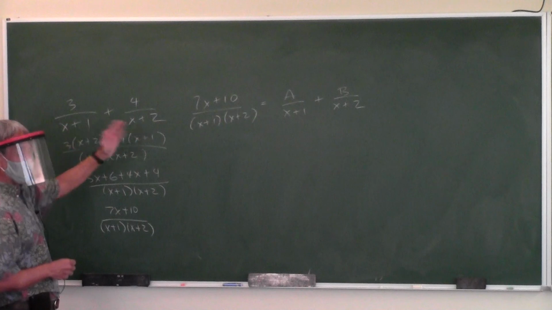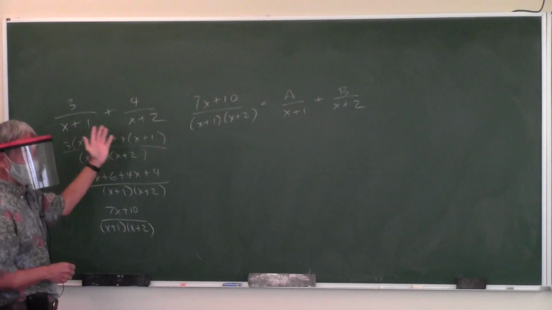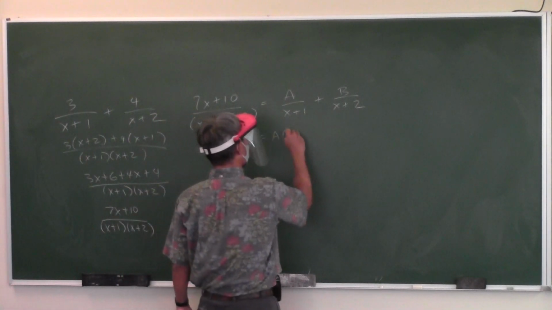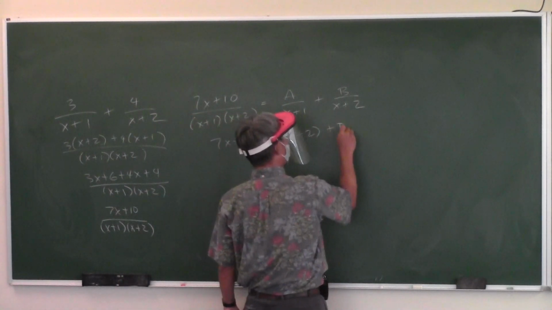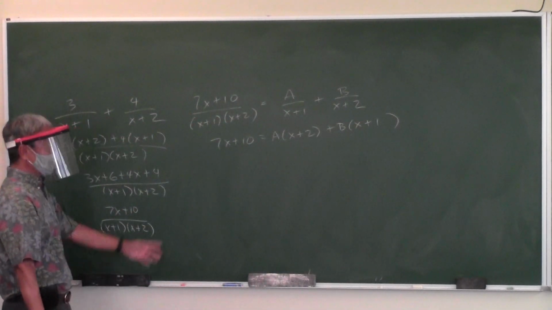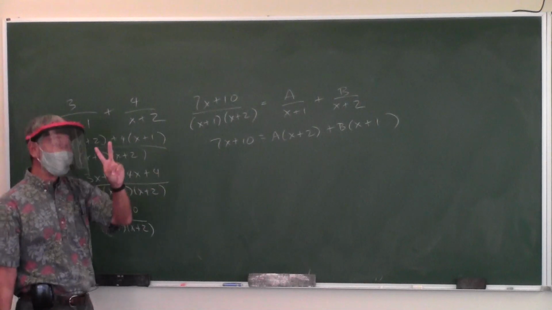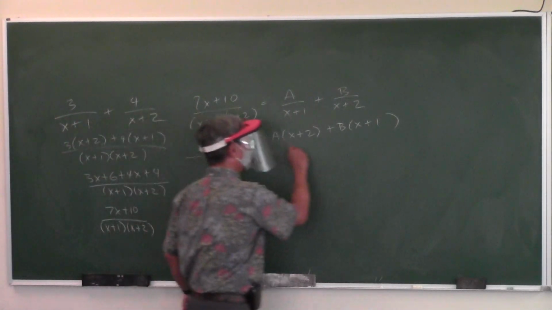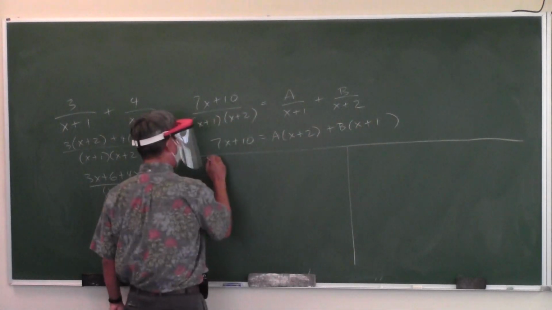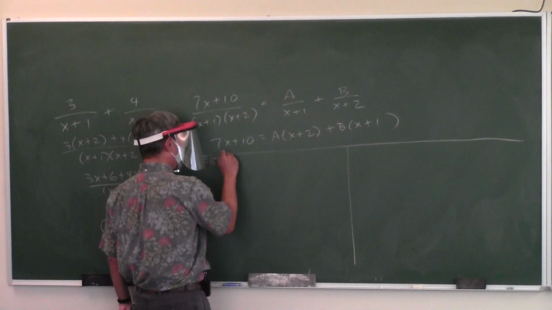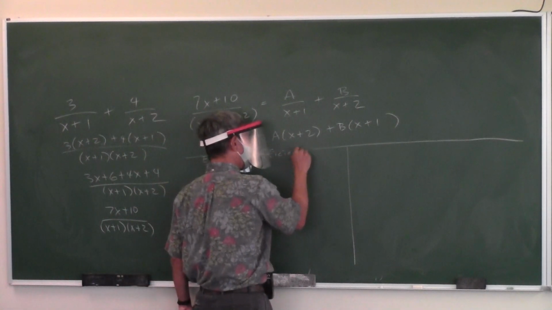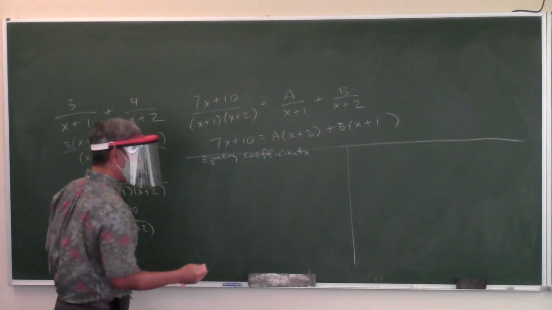Okay, first step. Multiply both sides by the least common denominator to get rid of the fractions. 7x plus 10 is equal to a times x plus 2 plus b times x plus 1. Are you guys following? Now, once you get to here, there's two things you can do. The first one is called equating the coefficients. Okay, now let me explain what equating the coefficients is.